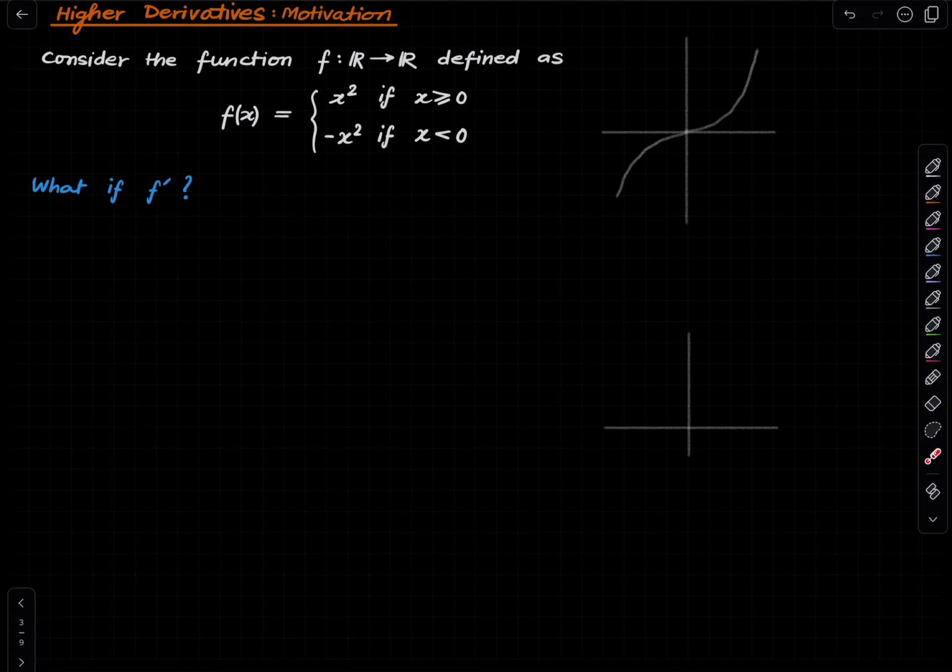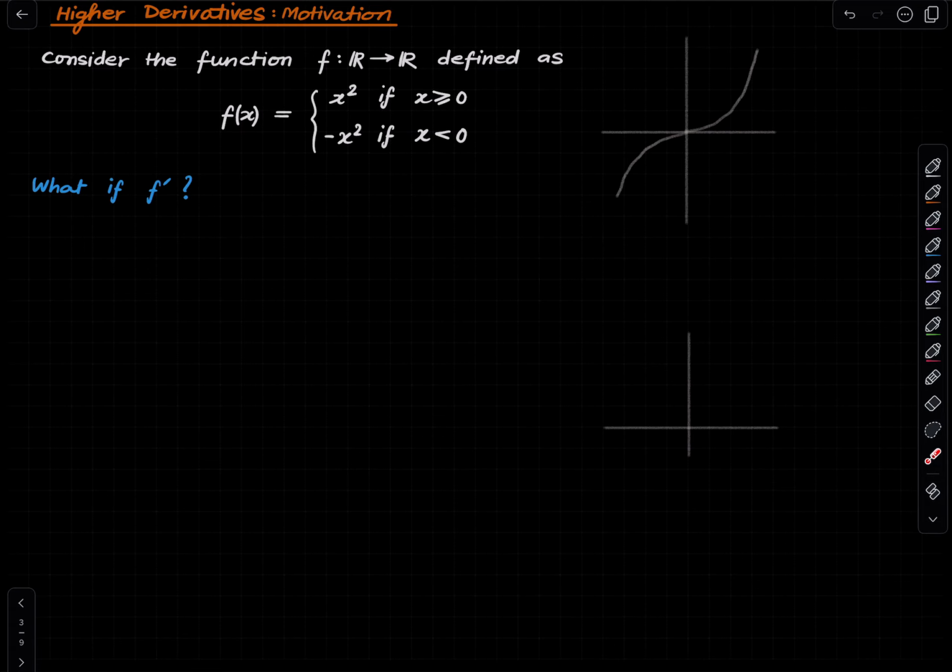Now, the question is, is f differentiable? And if yes, what is the derivative? What is the value of f prime at each x? So clearly f is differentiable at every positive x and at every negative x. What about x equals 0? Well, we just need to talk about right and left derivatives.